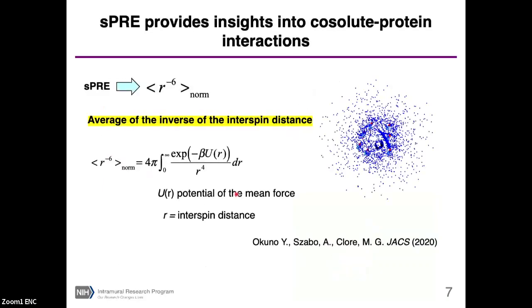And a couple of years ago, we developed the methodologies to use this solvent PRE data and then get the quantity called R⁻⁶, which is related to the potential of the mean force and the interspin distance between the electron spins and the proton spins like this. It's a little bit complicated, but basically it's the average of the inverse distance between the electron spins on the co-solutes and the nuclear spins on the proteins.